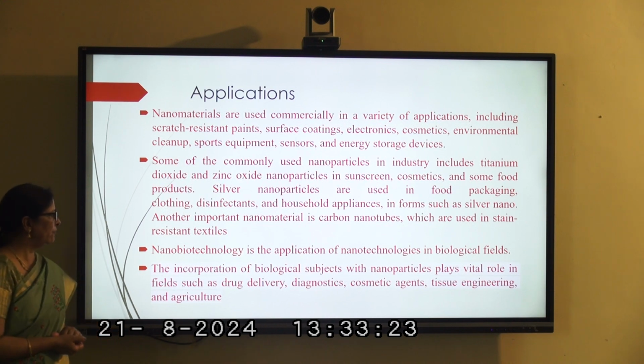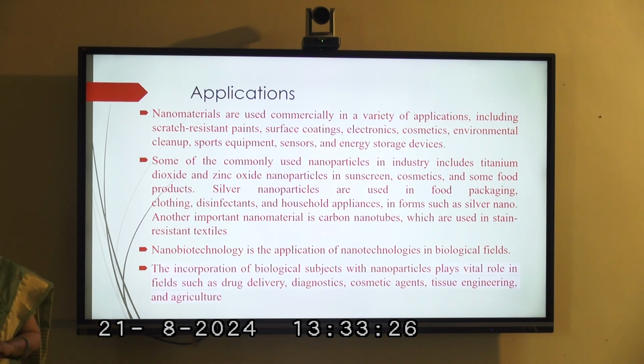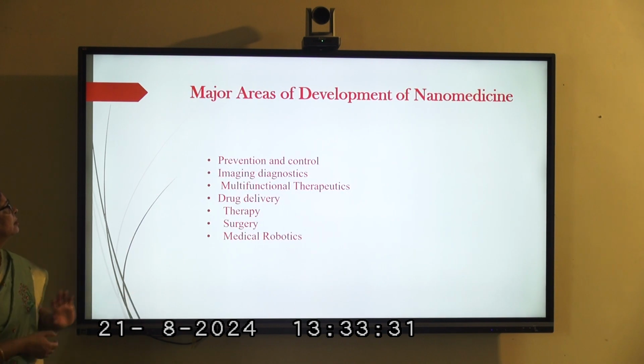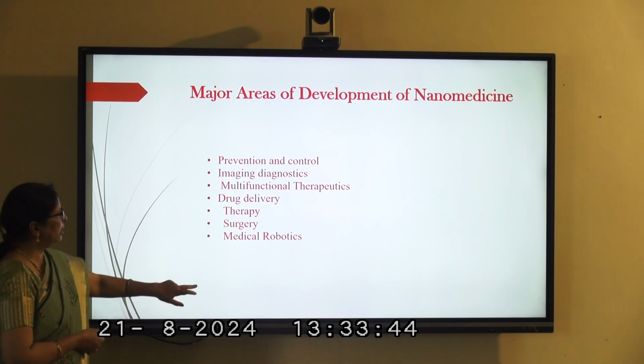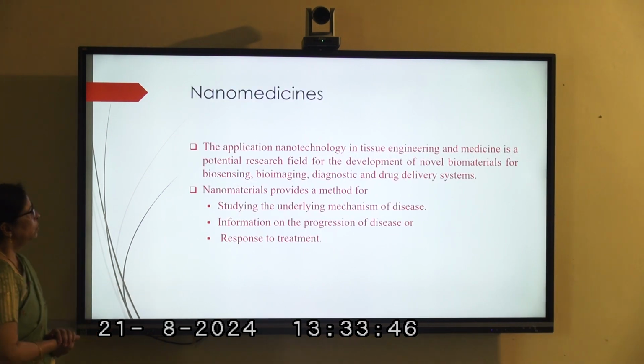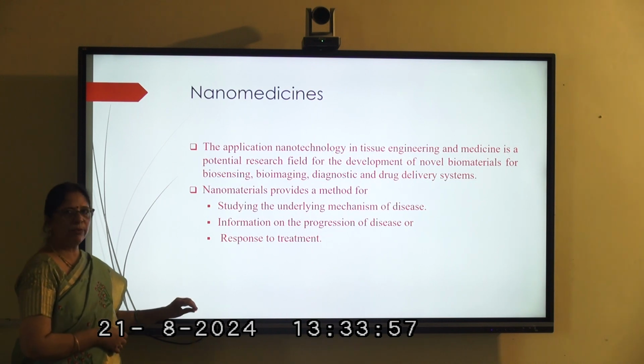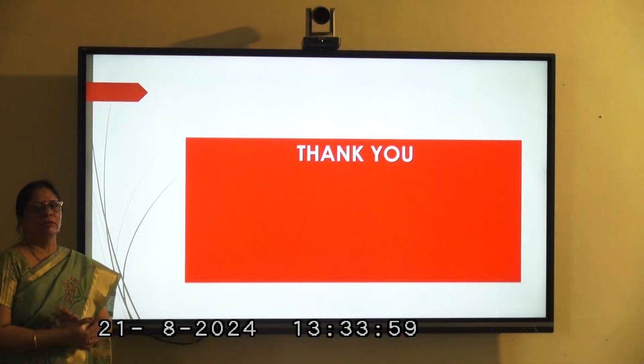So nanoparticles play a vital role in drug delivery, diagnostics, and tissue engineering in the field of nanomedicine. In medicine, they can be used for disease prevention and control, in imaging, diagnostics, drug delivery, and surgery. Nanoparticles are used for accurate surgery for medical purposes. So these advances help us to study the underlying mechanism of diseases, information on the progression of disease, and response to treatment. Thank you.